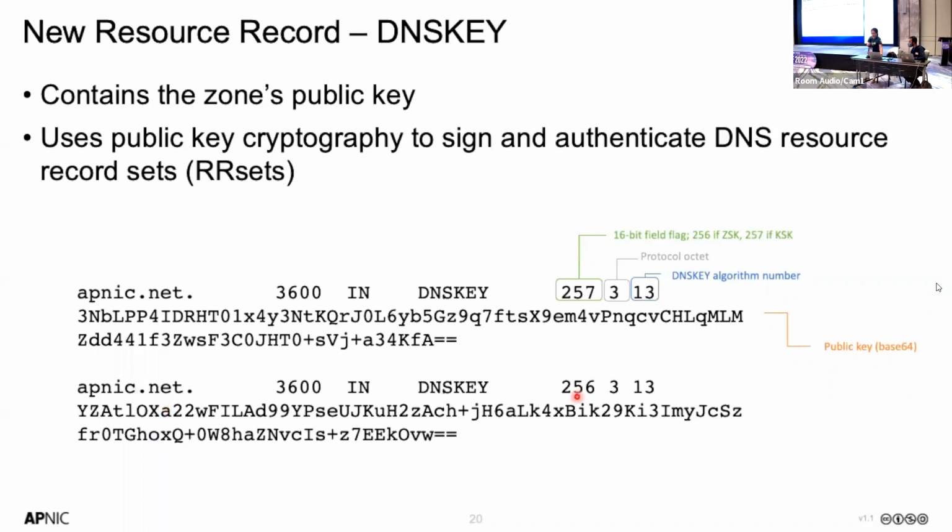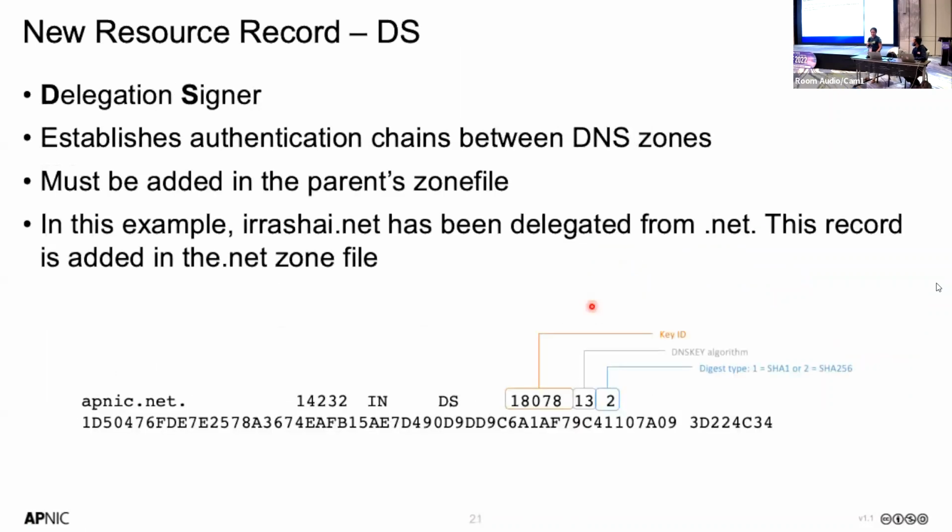Let me use my laser pointer here. So this one is 256, this one is 257. That's KSK and ZSK, which we will be explaining more as we go on. The next is your delegation signer, or your DS record.